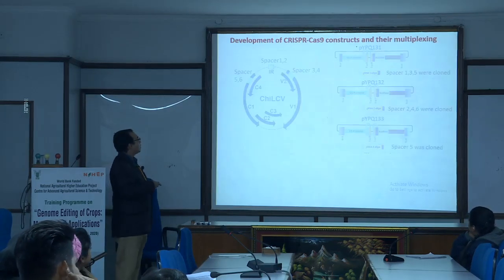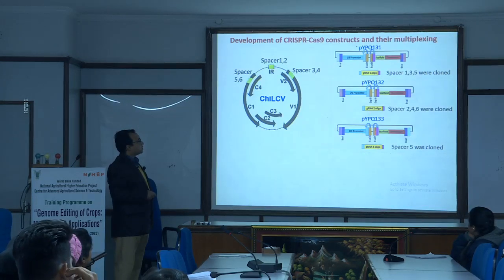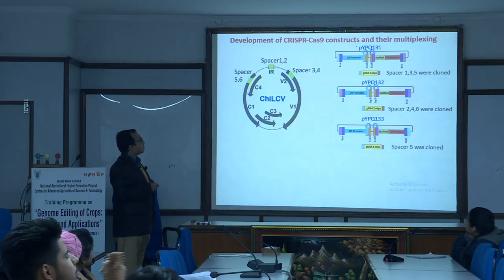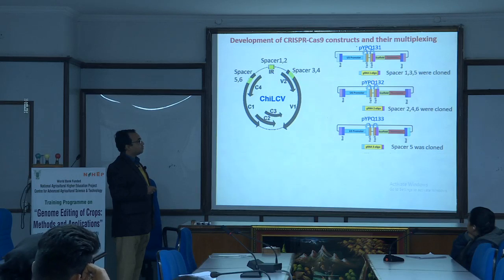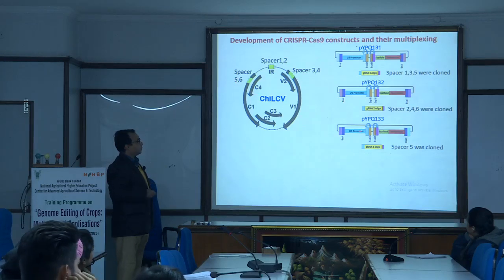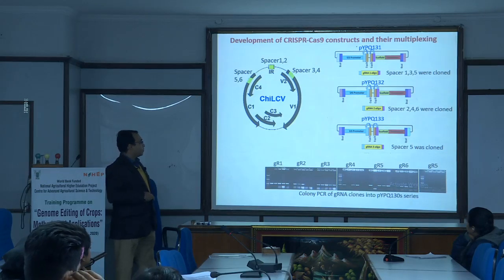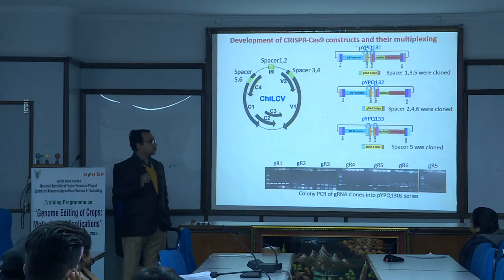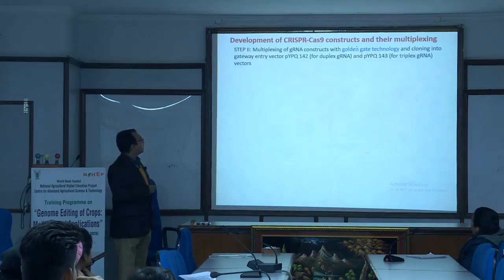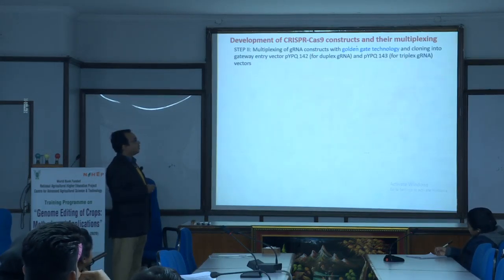Then those molecules were cloned in this 3 vector system, 131, 132, 133. Spacers 1, 3 and 5, that means one from here, one from here and one from here, were cloned in this vector under the U3 promoter. Then in the second vector we cloned the other 3, and in the third vector we cloned only spacer 5, so that we can use it for triplex making. These 2 are for the duplex making, this one is for the triplex making. All these were confirmed by colony PCR, and finally by sequencing. The constructs which gave the perfect sequence we chose for the next step, that is the multiplexing of these gRNA constructs through Golden Gate technology.